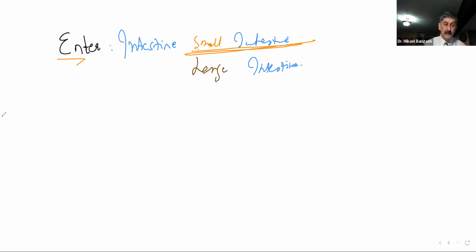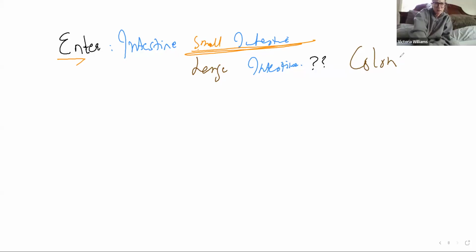Just use that with the question. If enter is your small intestine, what term do we use for the large intestine? Is it the colon? Colon. Yeah. Clear?